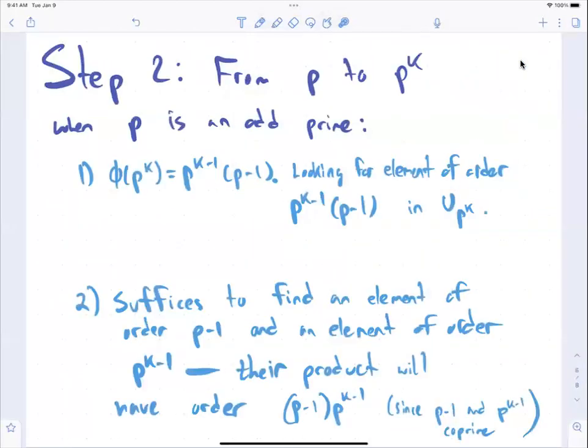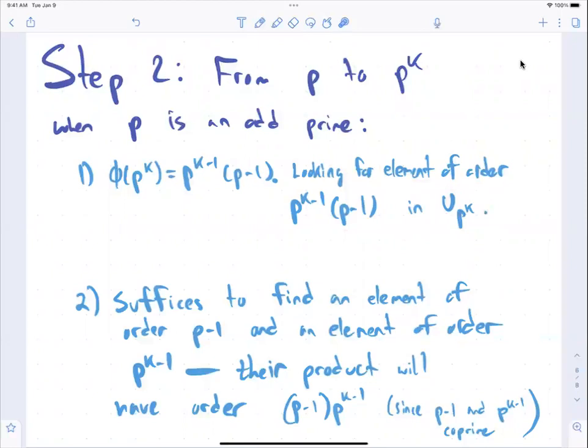So I want to go from p to p to the k when p is an odd prime. So what does that mean? Well, what am I trying to do? So phi of p to the k, that's p to the k minus 1 times p minus 1. This is the formula we've seen. And so I'm looking for an element of order p to the k minus 1 times p minus 1 in the group of units mod p to the k.